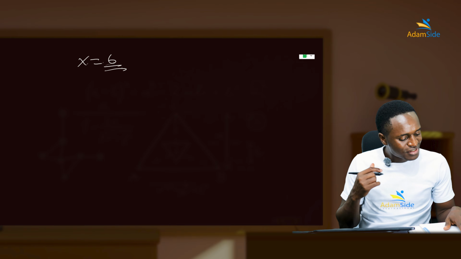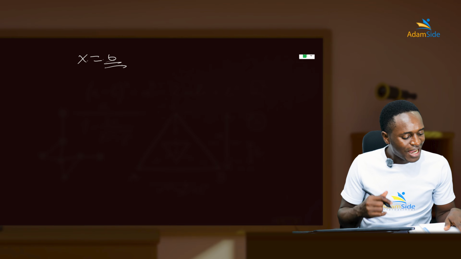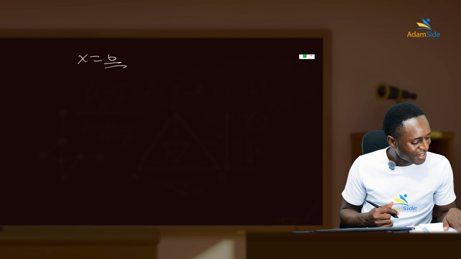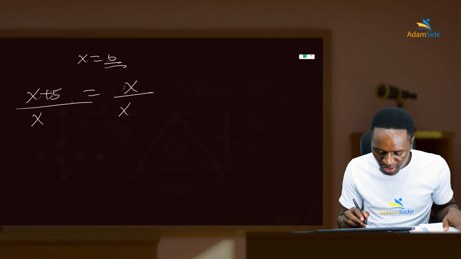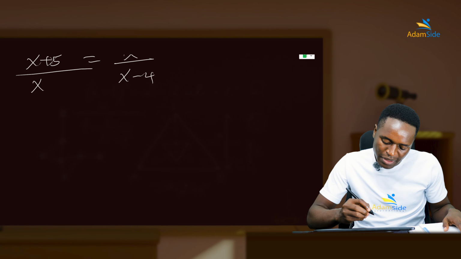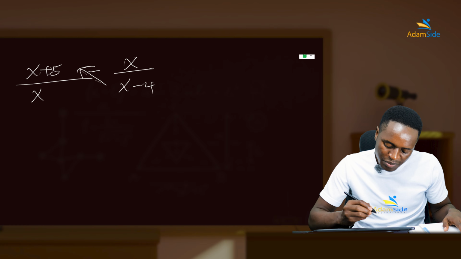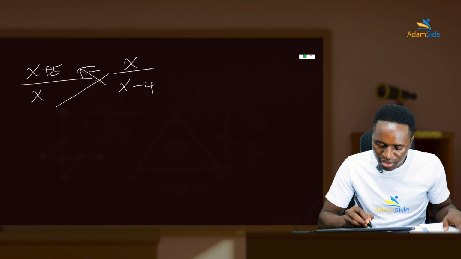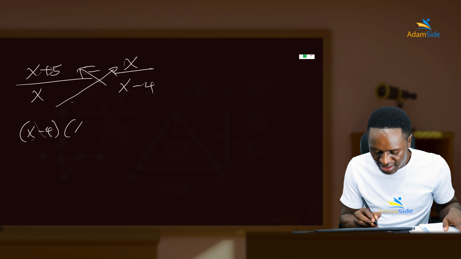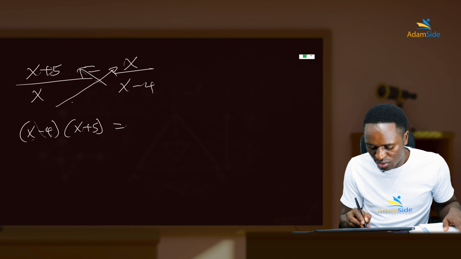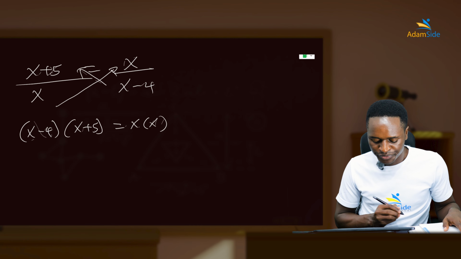I think you have seen how these kinds of questions are solved. Let me do another example. They say x plus 5 over x is equal to x divided by x minus 4. Then cross multiply the whole fraction. Cross multiply numerator, denominator, denominator, numerator. So x minus 4, the whole of it, into bracket x plus 5 is equal to x times x.